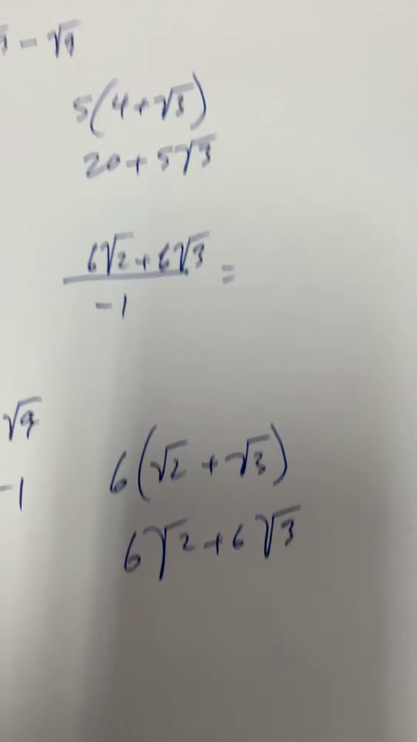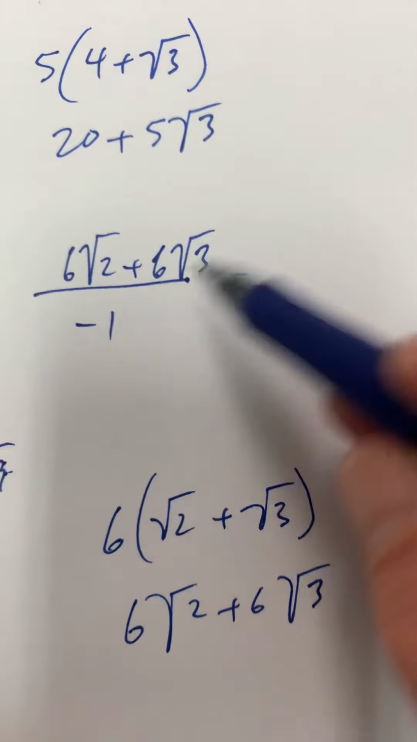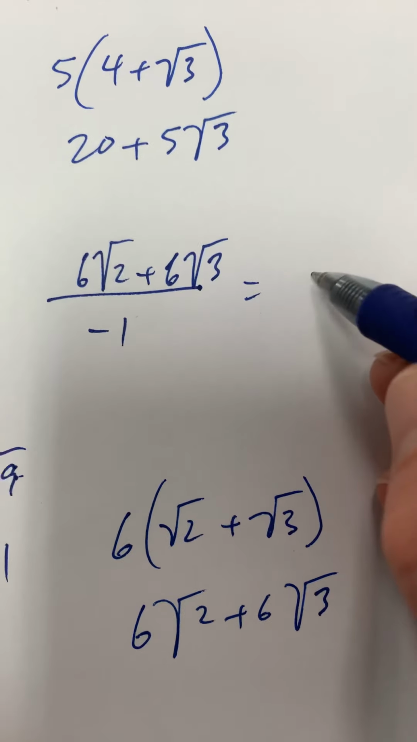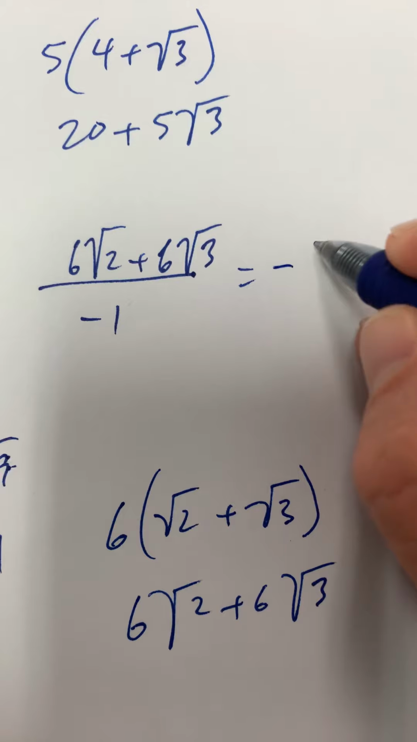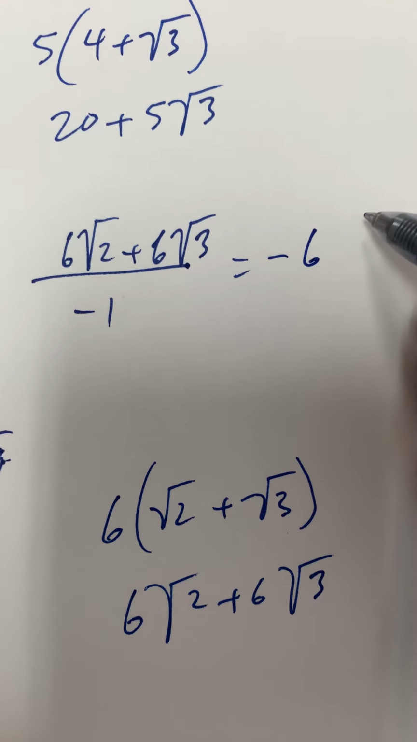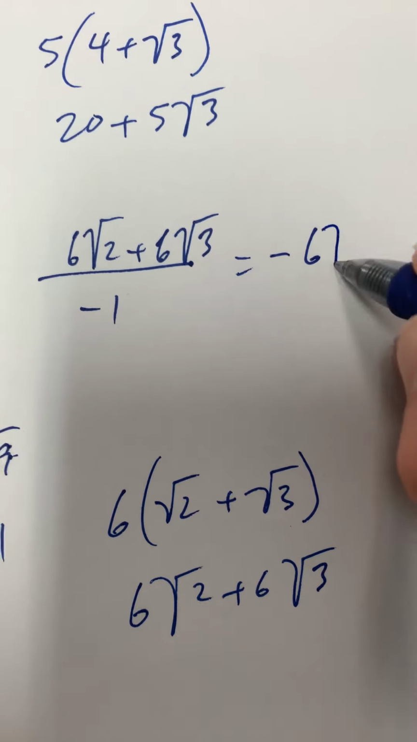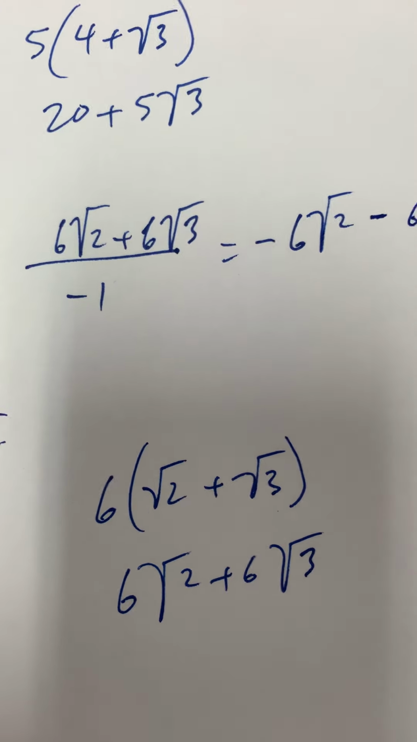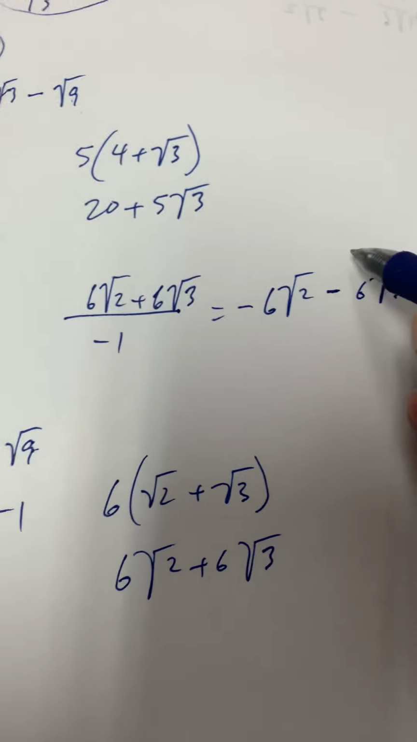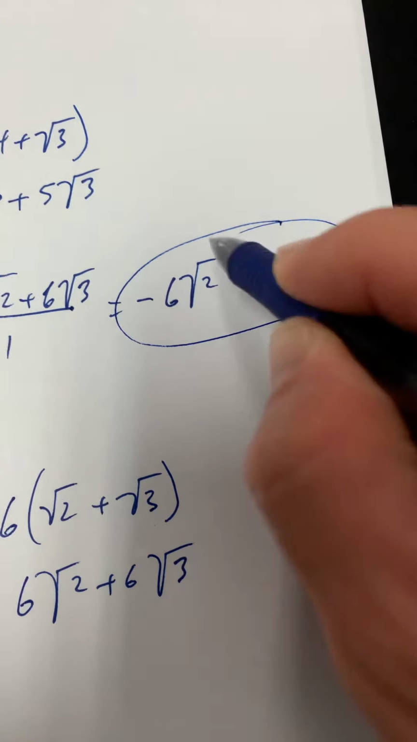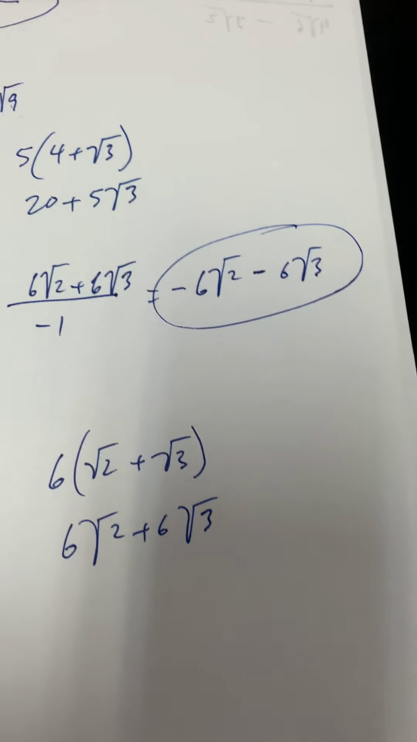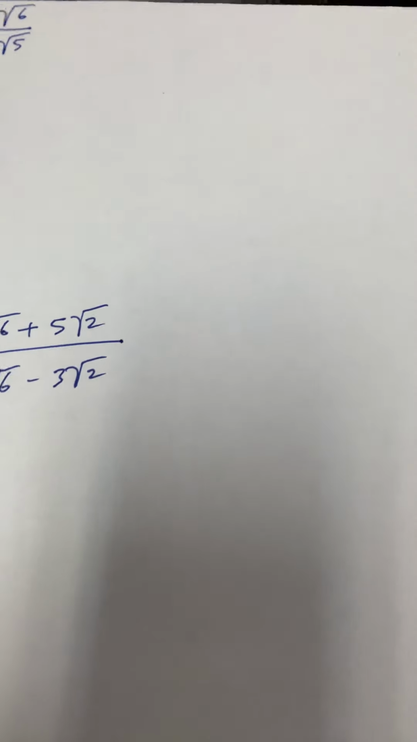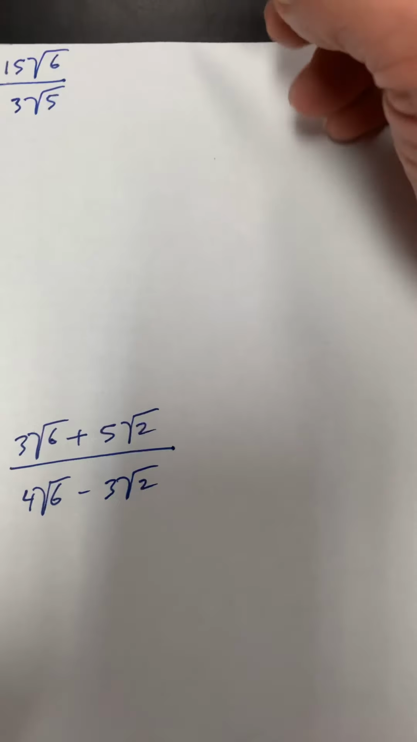Yeah. So this negative 1 actually causes all of this to become negative, right? So it becomes negative 6 times the square root of 2 minus 6 times the square root of 3. And that ends up being your final answer there. Okay, let's do another couple here. All right, how about this one?